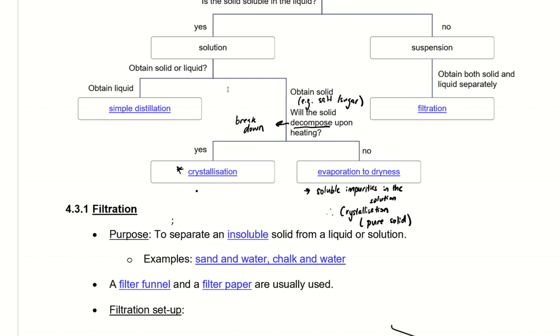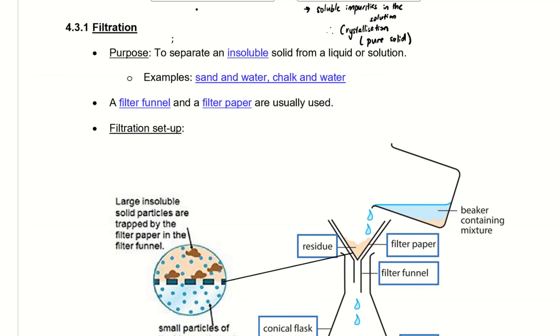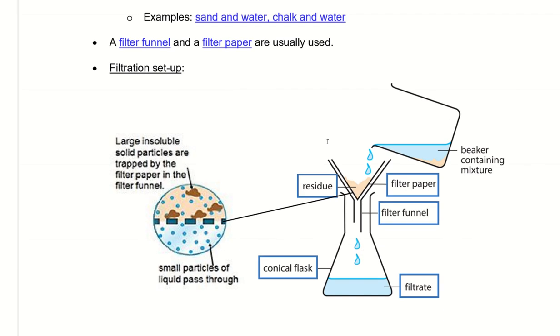In the event that I want to obtain insoluble solids from a solution or liquid, for example sand and water or chalk and water, I will use filtration. In a filtration setup, there are 2 important terms that you need to know. What is a residue? And what is a filtrate?